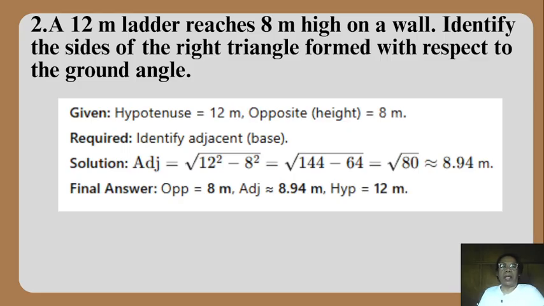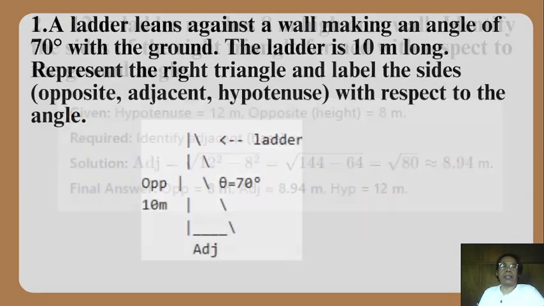From there, we can get the formula for our adjacent, which is equal now to the square root of the hypotenuse squared minus opposite squared. Let's substitute now the given data, and we will be getting 8.94 meters. So our final answer, the opposite is 8 meters, and then the adjacent is 8.94 meters. The hypotenuse is 12 meters.